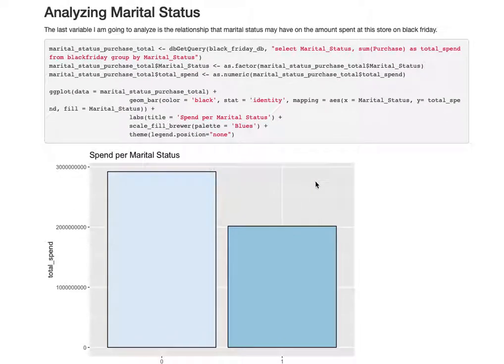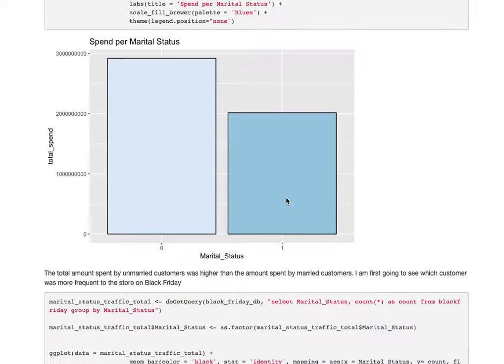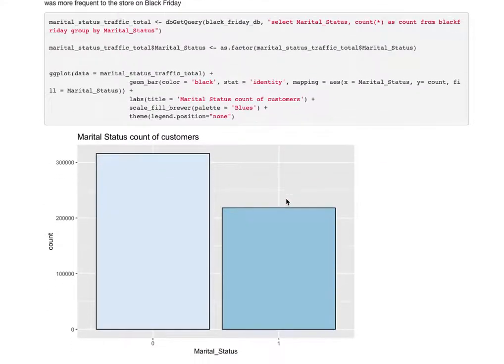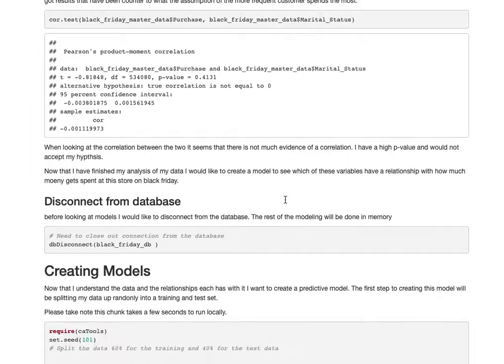the last one I analyzed is marital status. The store sees a lot more traffic from unmarried customers compared to married customers. So, going to continue down.